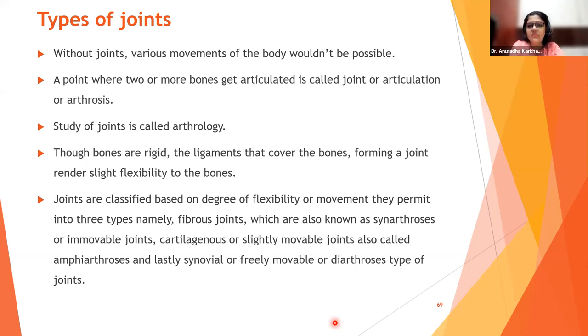Which are the three types of joints? Fibrous, cartilaginous, or synovial. What else do we call them? Immovable, slightly movable, or freely movable. And one more word for them: synarthrosis, amphiarthrosis, diarthrosis. So if any word comes in the exam, you should be able to write down at least something on that. Okay, got it?